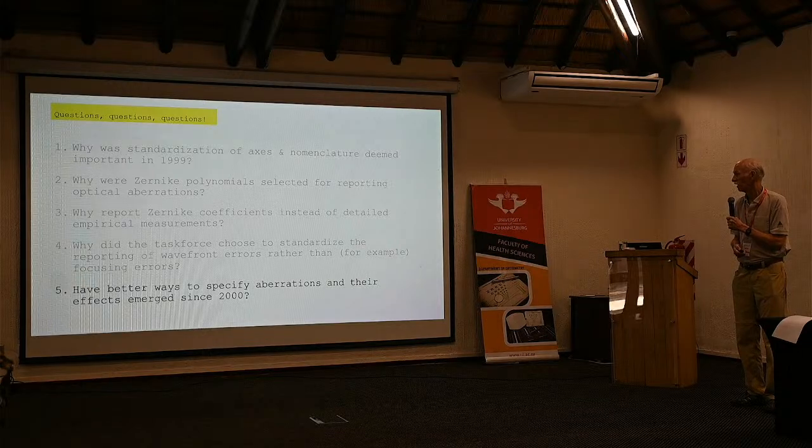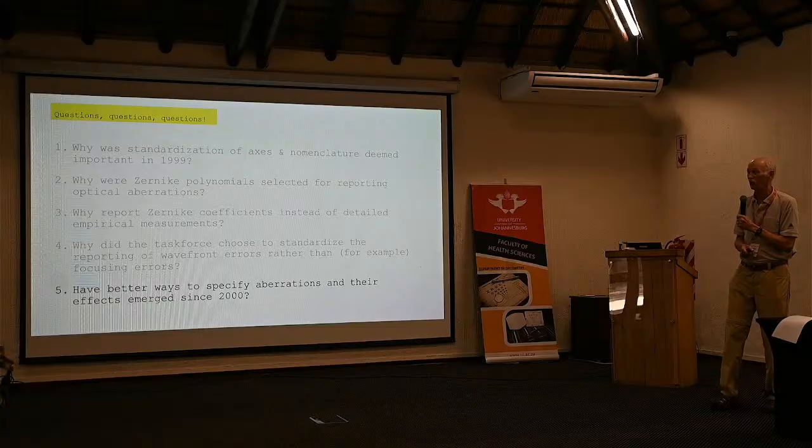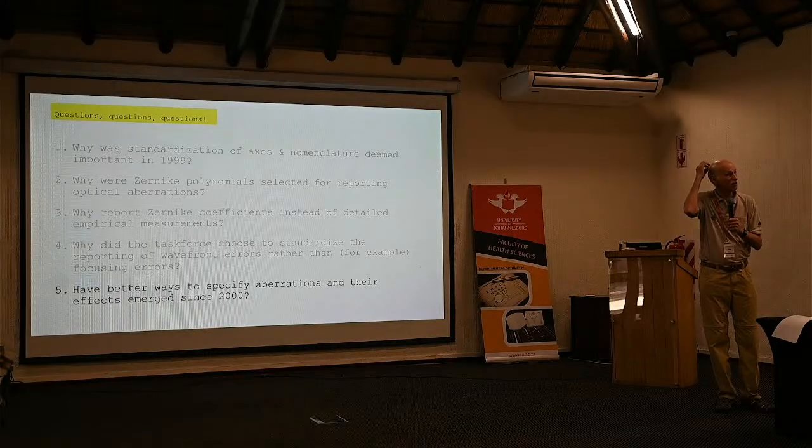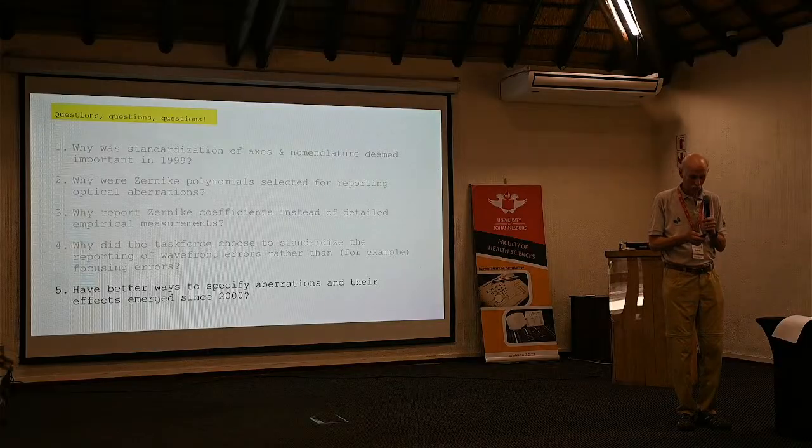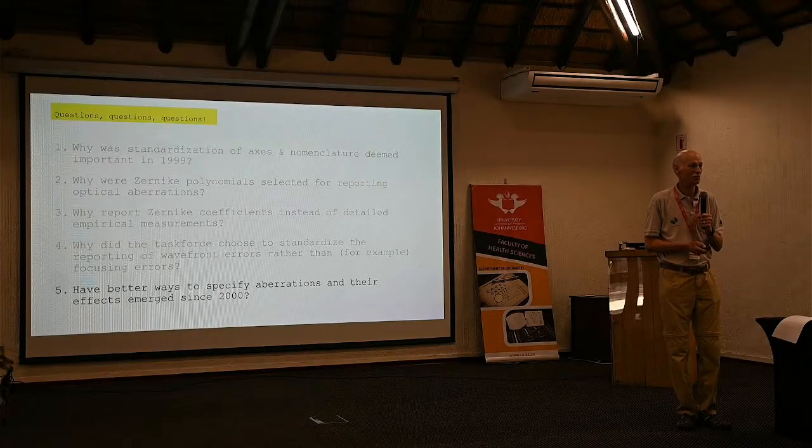Question number 5. This is the last one. Have better ways to specify aberrations and their effects emerged in the last 25 years? So we have not been immune from critics. There have been people who said, no, we didn't do a good job. That wasn't the right way to do it.